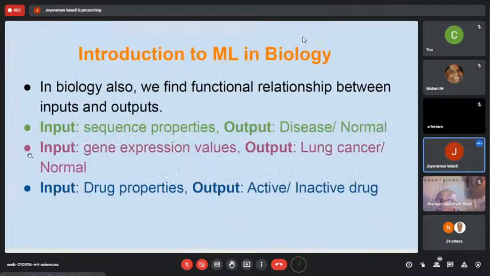In biology also, we have got a functional relationship between inputs and outputs. The inputs are the sequence properties. It can be protein sequences, DNA sequences, gene expression profiles, and multiple omics properties, structural properties, etc. The input can be drug properties. The output can be whether it's going to be an active drug or inactive drug. So given a set of input properties, we can identify whether a person is going to be a normal person or a disease patient.